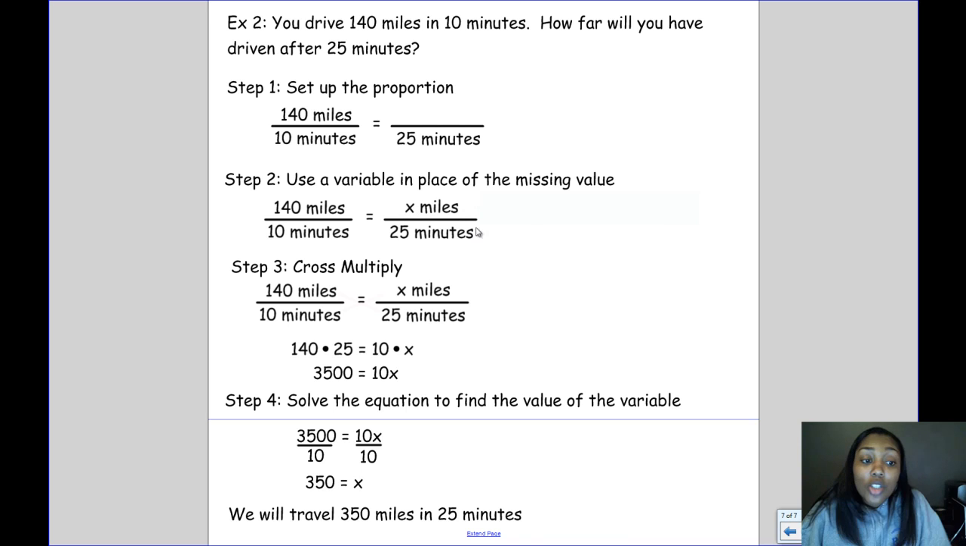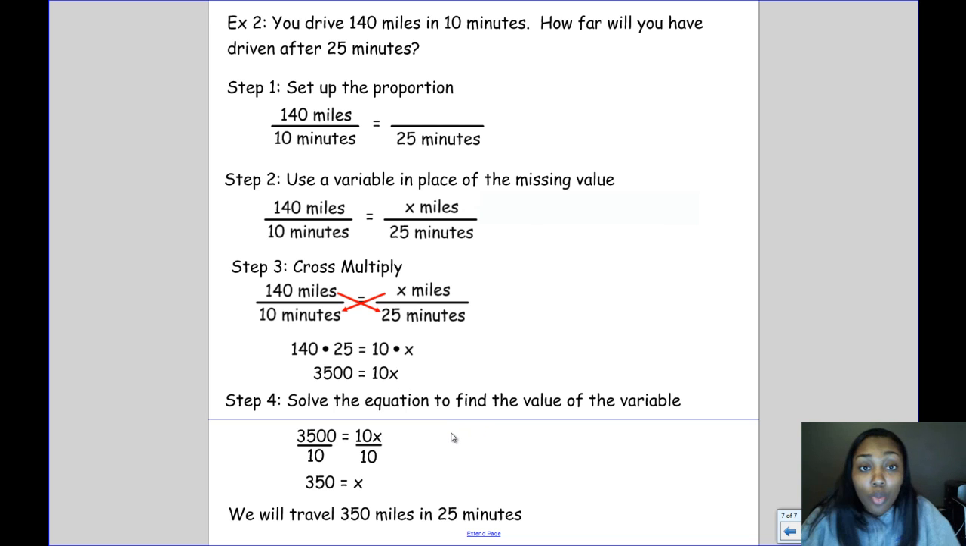So then the third step is to cross multiply. That means we are going to multiply the numbers that are diagonal from each other. So on one side, we're going to multiply 140 times 25, and you'll see we have that here. Then on the other side, we're going to multiply 10 times X, and you'll see that we have that here. Well, 140 times 25 gives us 3,500, and then 10 times X gives us just 10X, because we don't know what X is yet.